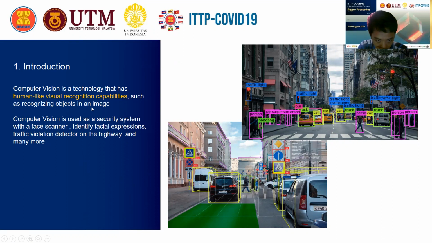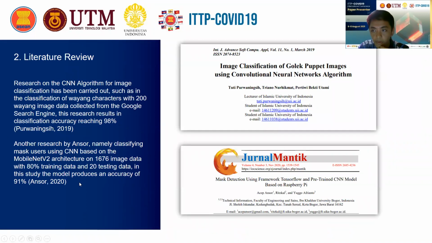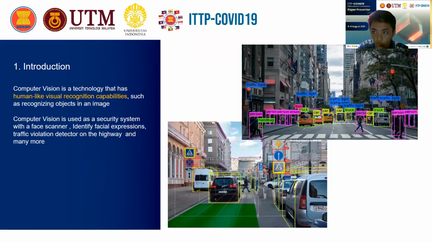We have a solution to this problem, and computer vision technology is one of the solutions. We know that computer vision is a technology that has visual recognition capability, such as recognizing objects in an image. Computer vision is used in security systems with scanners, identifying facial expressions, traffic detectors on highways, and many more. One of the famous computer vision algorithms is the convolutional neural network. So in this study, the author makes a mask user detection application with the CNN algorithm.